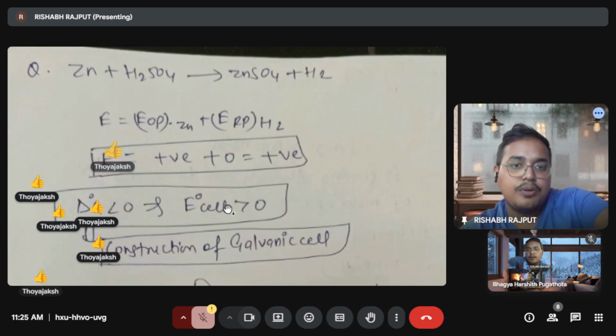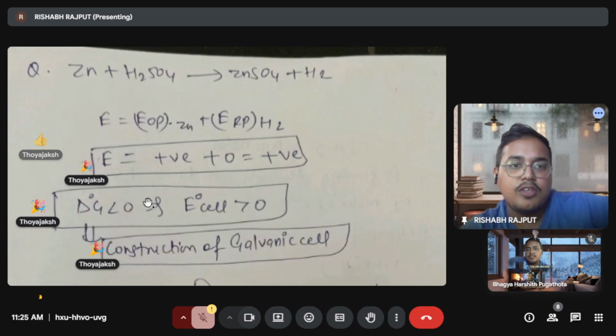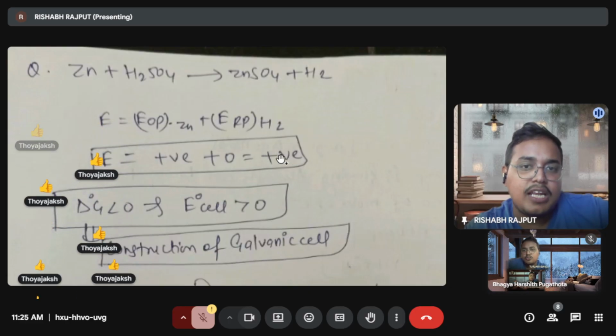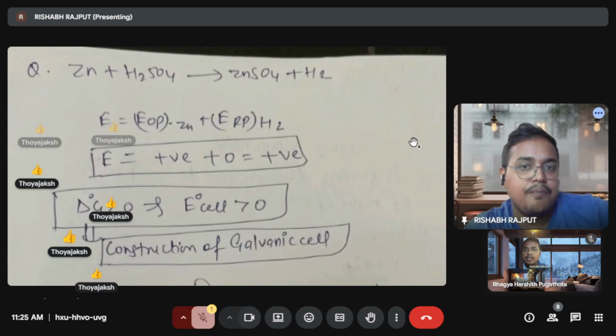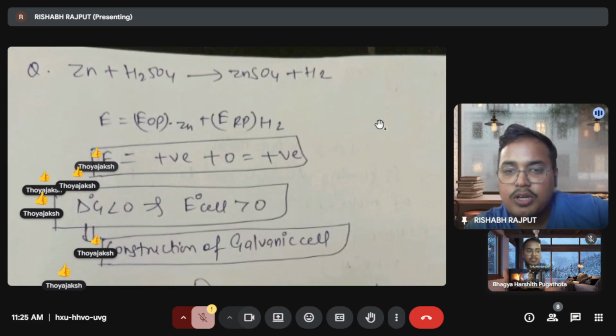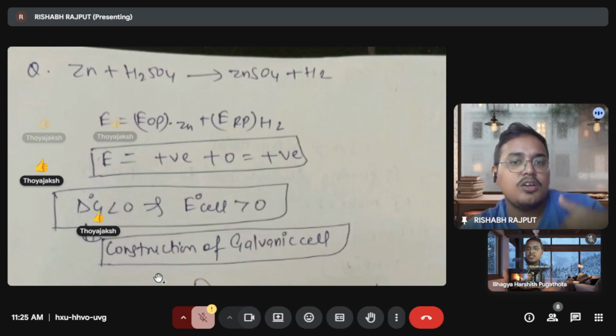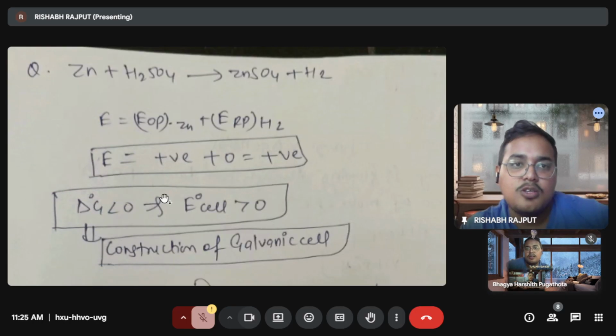If E naught cell value is positive, it means your delta G value is negative as well. Why? Because E value is positive, and that is why minus nFE. If your E cell value is positive, delta G comes negative. That means this is possible for constructing a galvanic cell. It is possible, so we can use this reaction as a galvanic cell.